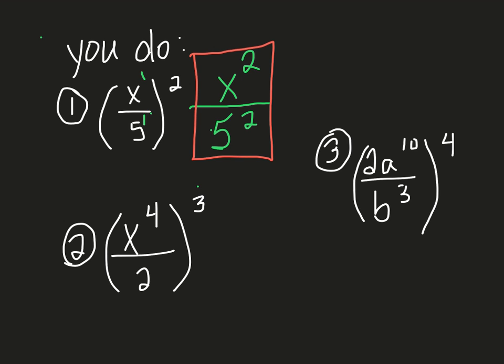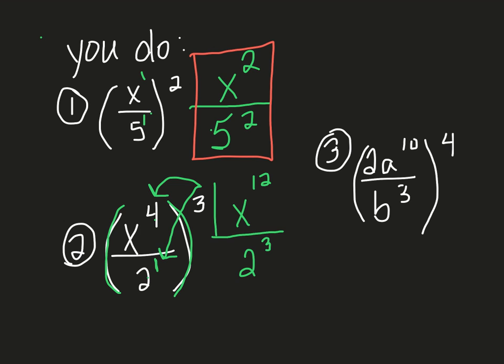So this next one, x to the 4th power over 2, and then this entire thing is raised to the 3rd power. So I have to multiply the 3 times the 4. And this 2 here has an exponent of 1. So 3 times 1. So draw your vinculum. So that's x, and 2 is going to be in the bottom. So it's x to the 12th over 2 to the 3rd.